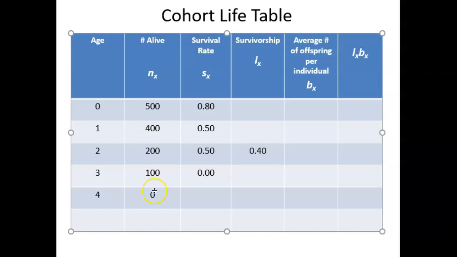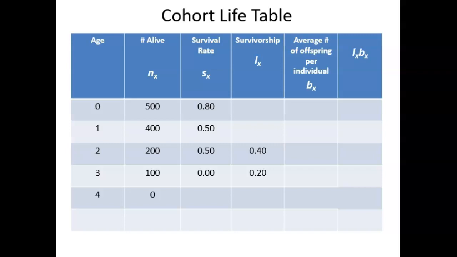In other words, if you're alive at the beginning, there's a 40% chance that you're going to make it to that 2-month time class. And then 1 out of 5, a 20% chance that you're going to make it to the 3rd time class. And a 0% chance you're going to make it to the 4th. So survivorship is from the beginning, whereas survival rate is from the beginning of the previous time period to the next time period.